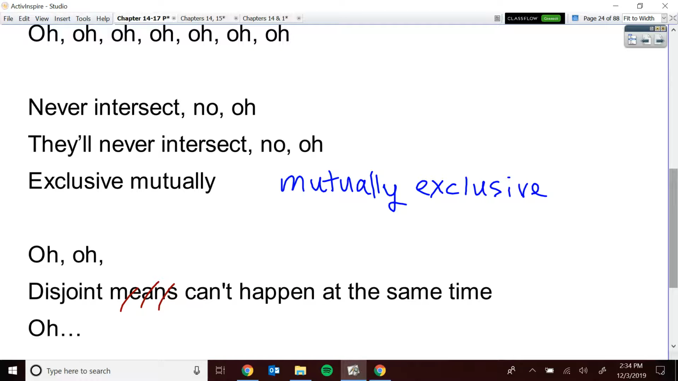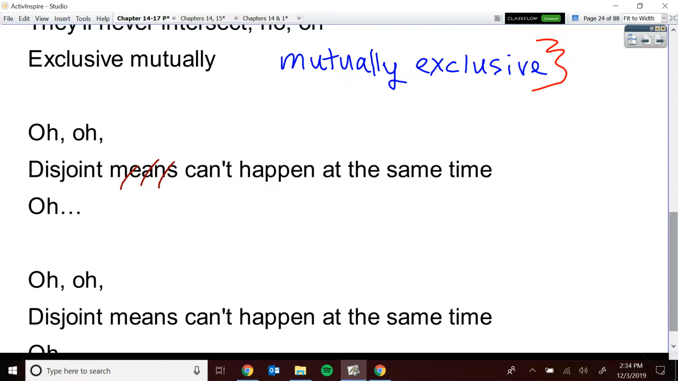Oh, mutually exclusive. Okay, now I put that in there for a reason, because this is another vocabulary word: mutually exclusive events. Mutually exclusive events are completely separated and disjoint. So that's a synonym. That also means disjoint.